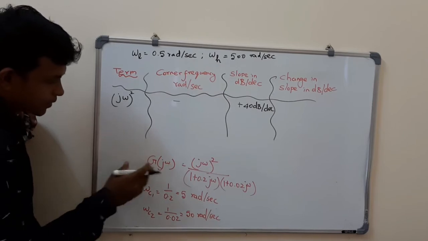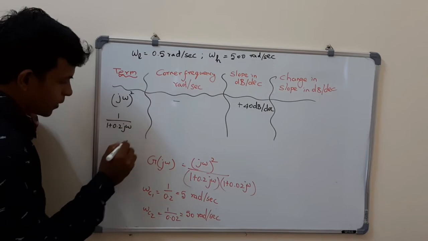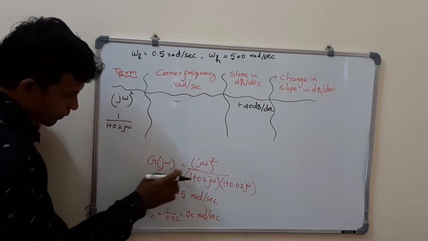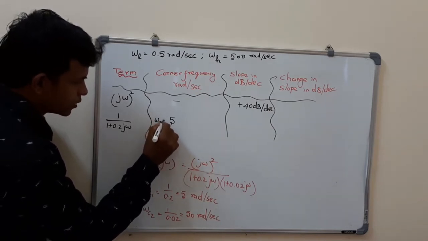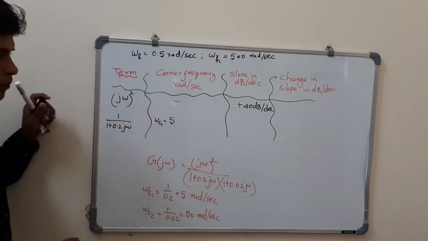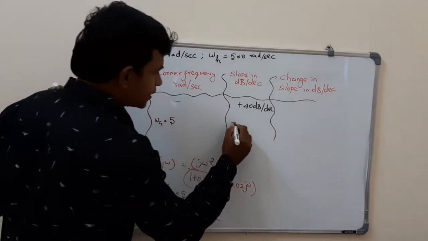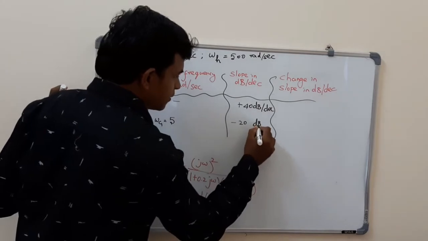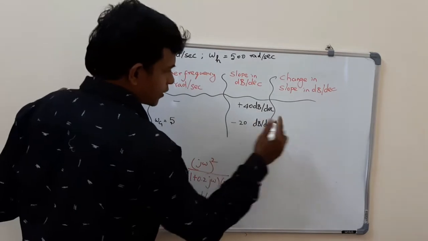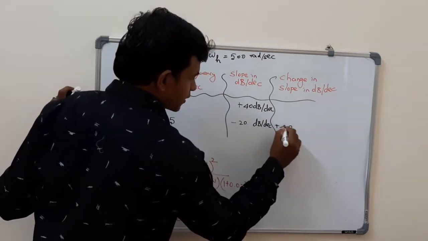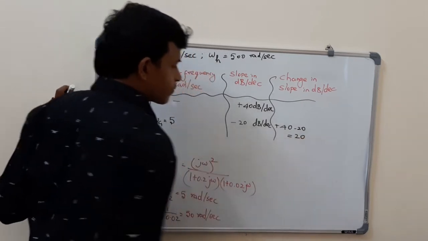The next term is 1 divided by 1 plus 0.2 j omega. The corner frequency provided by this term is 5 radians per second, and we name it omega c1 equal to 5 radians per second. The slope provided by this factor is minus 20 decibel per decade. So the change in slope is plus 40 minus 20, that is equal to 20.